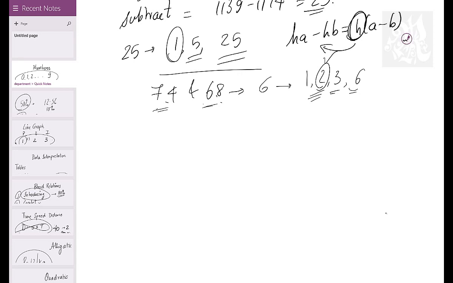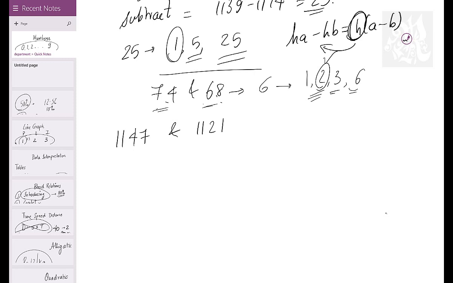Okay? So I'll repeat this. Let's take one more example: 1147 and, let's say, 1121. Find the HCF of these two. No, 1121 for starters. Let's give you 1120. Let's find the HCF of these two numbers. What is the difference, by the way?